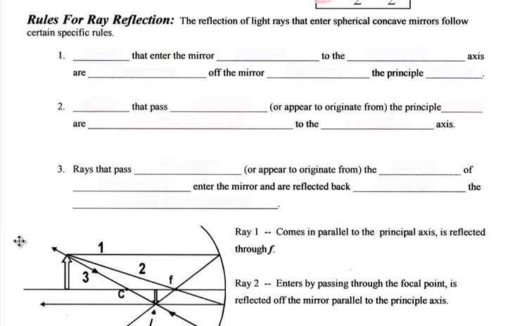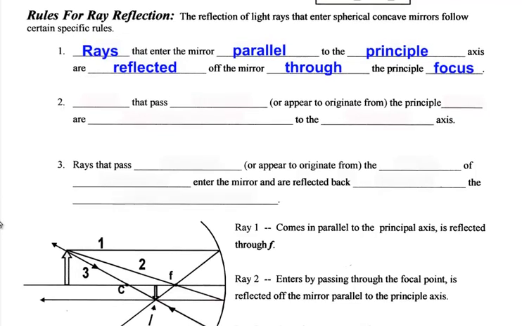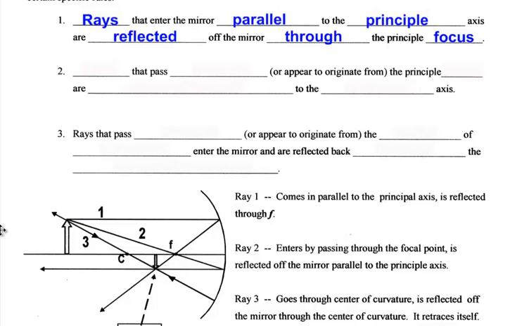Rules for ray reflection. We're dealing with mirrors, which means we are dealing with reflected light, not refracted light. So, rule 1. Rays that enter the mirror parallel to the principal axis are reflected off the mirror through the principal focus. So what is that exactly saying? I'm going to follow along with this diagram. Notice that all of these rays start at the top of the object, and that's what we're going to do for our ray diagrams.